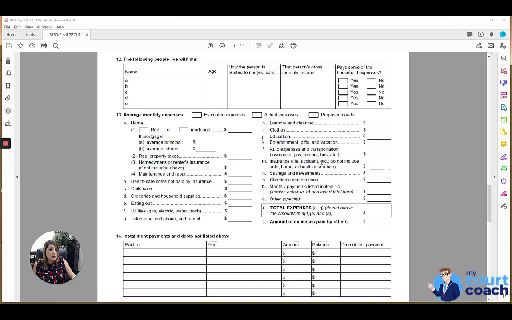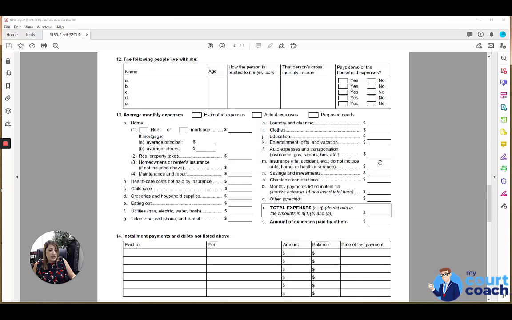13M. This also has a limitation on it. It's life or accident insurance. Do not include your auto insurance, your home insurance, health insurance. Auto insurance would go in 13L, and health insurance we've already listed on the previous page, and homeowners insurance goes right here. So again, just limited to life, accident. You could include disability. I think that would be fine as well. And I think that's what they mean by accident. So that goes into 13M.